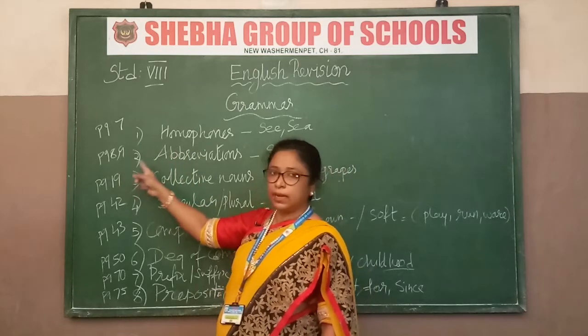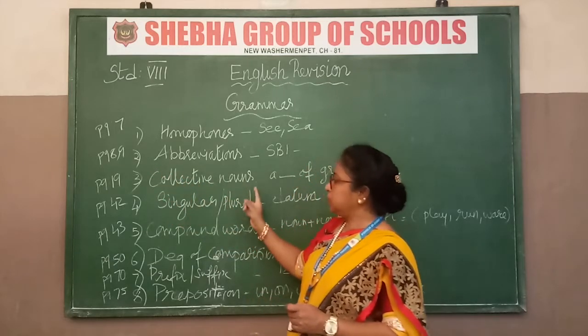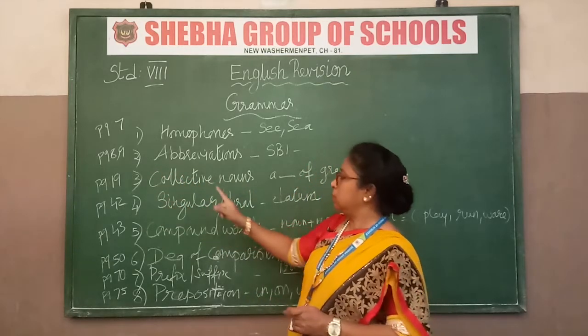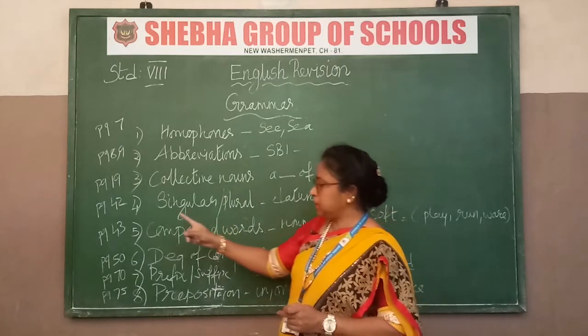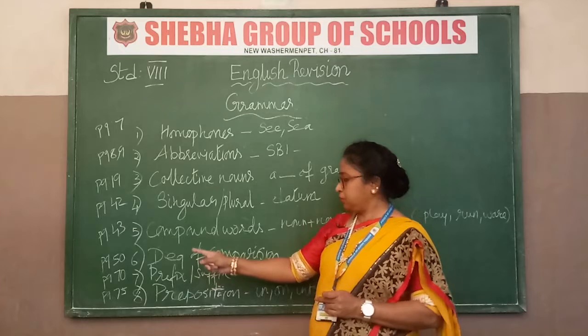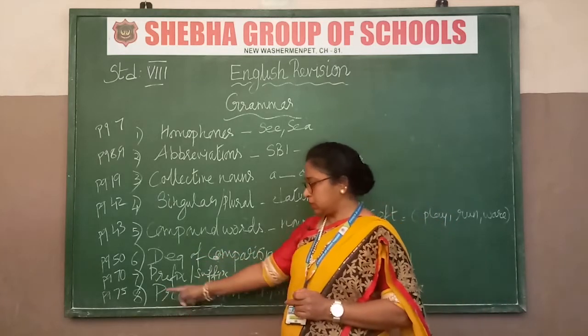Just note it down. Page number 7 you have homophones. Page numbers 8 and 9 are abbreviation. Then collective nouns in page number 19. Singular plural in page number 42. Compound words in page number 43. Page number 50 you have degree of comparison.